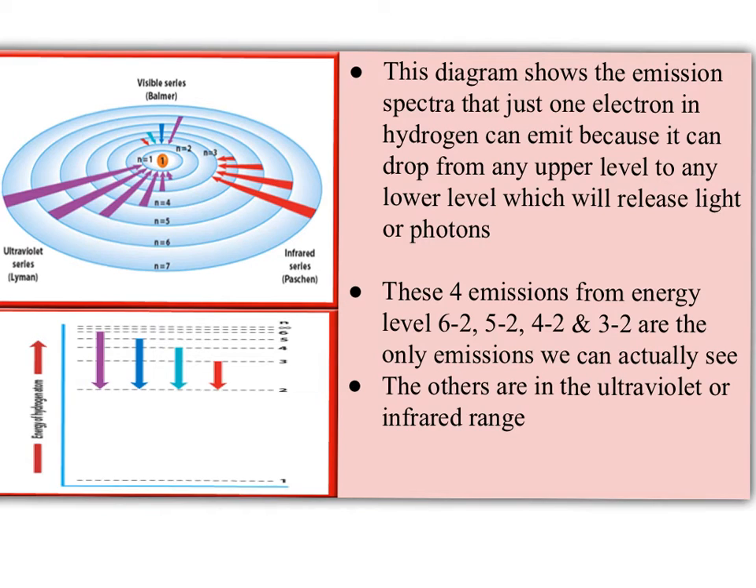So this diagram shows the emission spectra that just the one electron in hydrogen can emit, because remember, even though there's only one electron in hydrogen, it has lots of options. It could get excited from energy level 1 up to energy level 2, 3, 4, 5, 6, or 7. So then it can also drop from any of those upper levels, 7, 6, 5, 4, 3, 2, back down. And it might not drop all the way from energy level 7 to energy level 1. It might just drop from 7 to 6 or from 7 to 5.